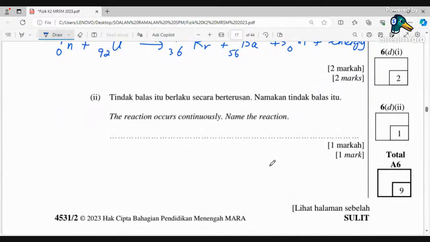The reaction occurs continuously. Name the reaction. Continuous reaction, we call it chain reaction. Chain means continuous. Okay, unless we control the process.